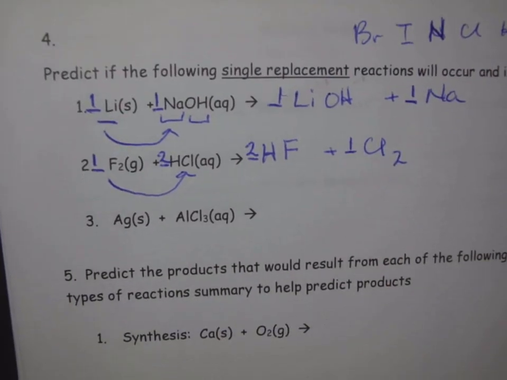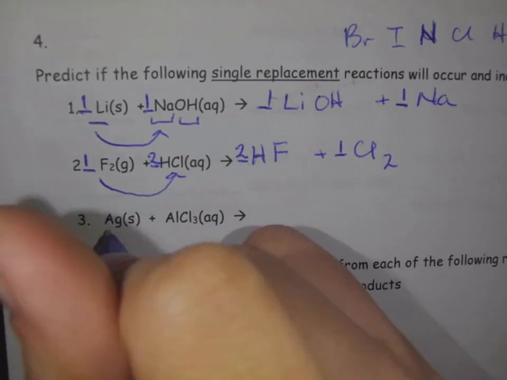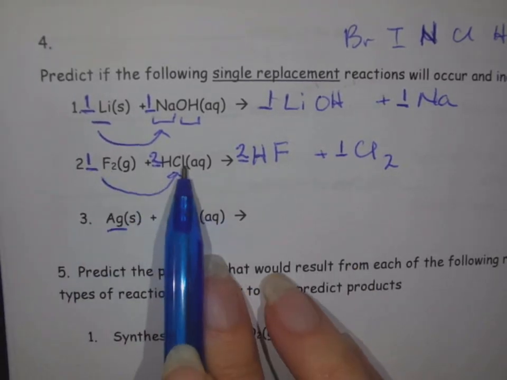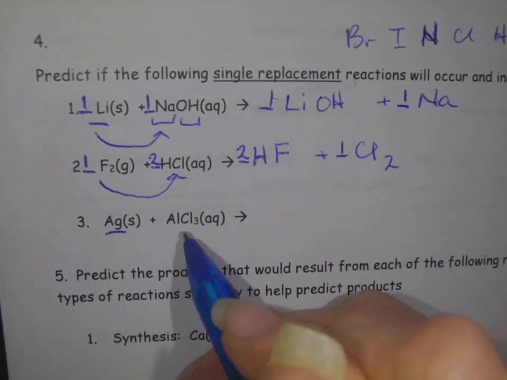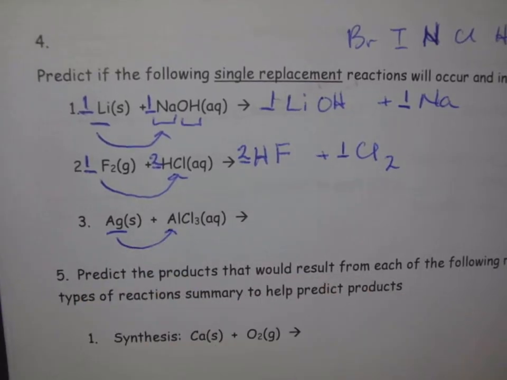All right, let's try it a third time. Silver and aluminum with chlorine. Silver is a metal, right? Fluorine was a non-metal, and it kicked out our chlorine here. Silver is a metal, and so it's not going to kick out my non-metal chlorine. It's going to kick out my metal aluminum.